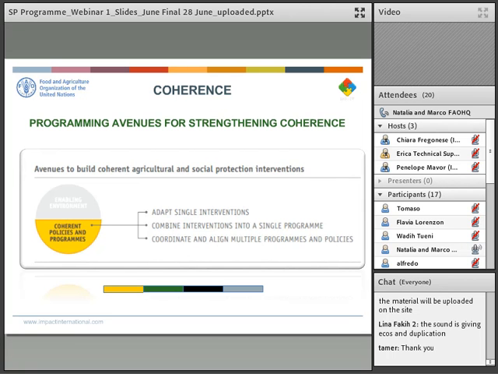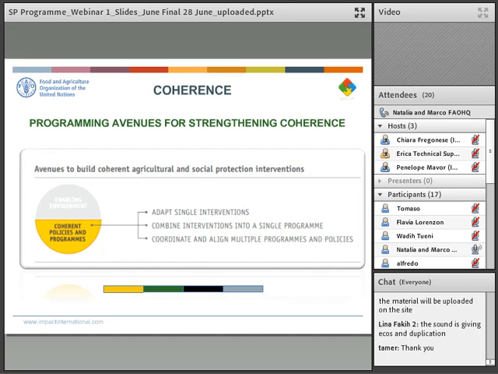Another option is to combine interventions into a single program. So to combine agricultural and social protection interventions into one program. We have the case in Ethiopia where there is the food security program that includes a public works intervention that is complemented by an agricultural intervention that provides access to credit and to agricultural extension services. So households that participate in the public works also receive support from this agricultural intervention.